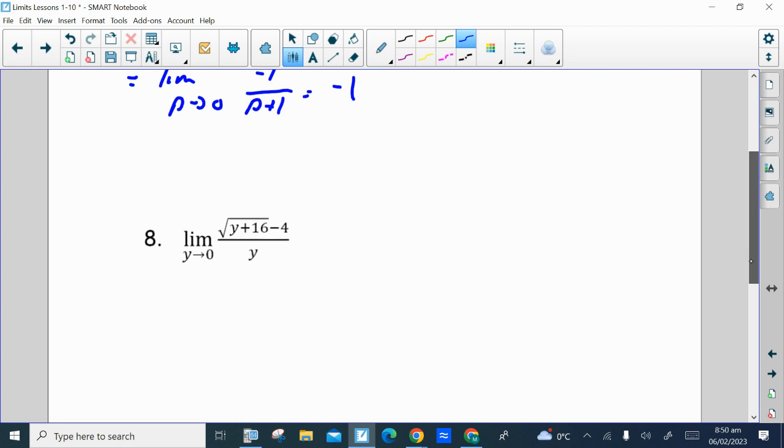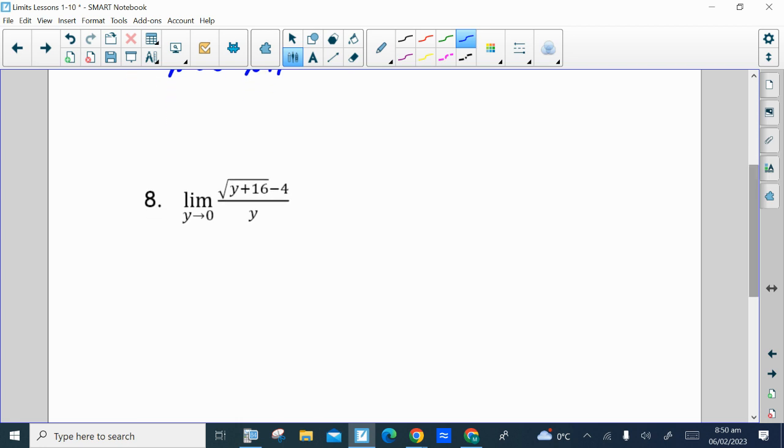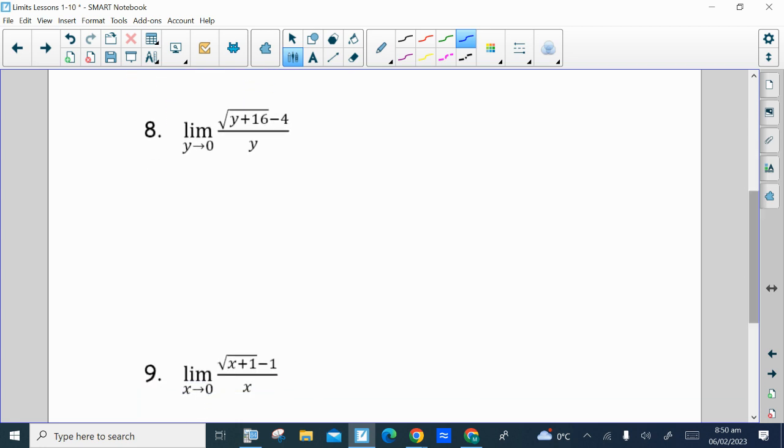Question 8. 0 is a non-permissive value. So we need to do something to get rid of that factor of y on the bottom. And that something in this case would be multiply top and bottom by the conjugate. You can't really factor the numerator as difference of squares. I mean, you could, but then that first term would be the square root of y plus 16. It's not going to help us.